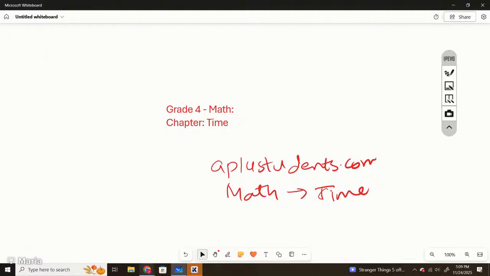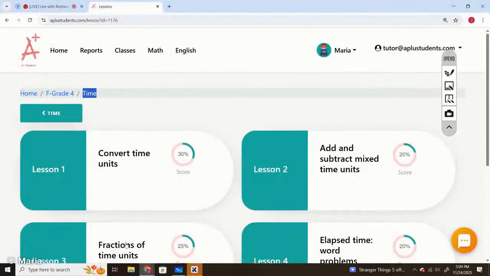So here I'm on grade 4 math. The chapter we're on right now is time. Let's just start with the lesson, that is convert time units.